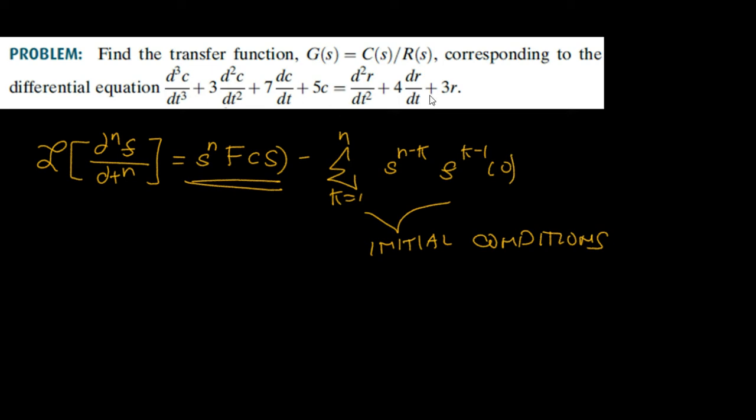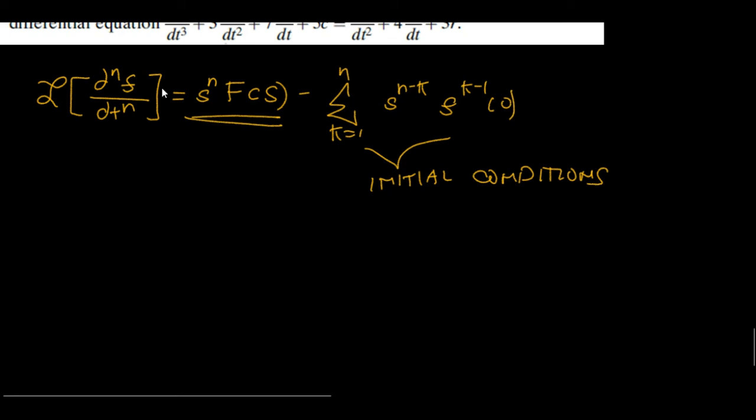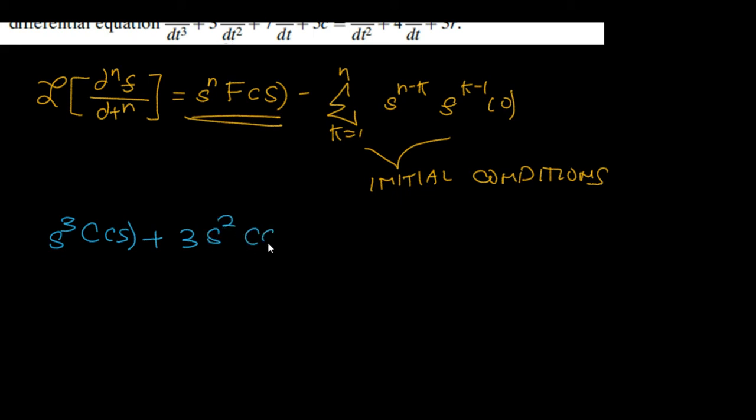I-Laplace transform natin both sides of the equation. So, madali lang to, no? Kung ano yung degree nung derivative, yun din yung degree nung s, no? Na naka-multiply, of course, dun. So since ito ay cube, d cube c, so magiging s cube C of s plus 3. So ito ay squared, s squared C of s.